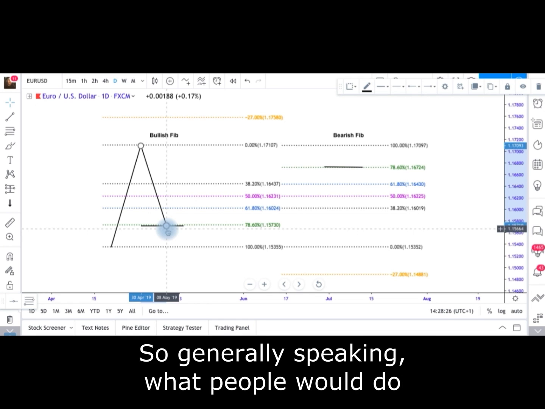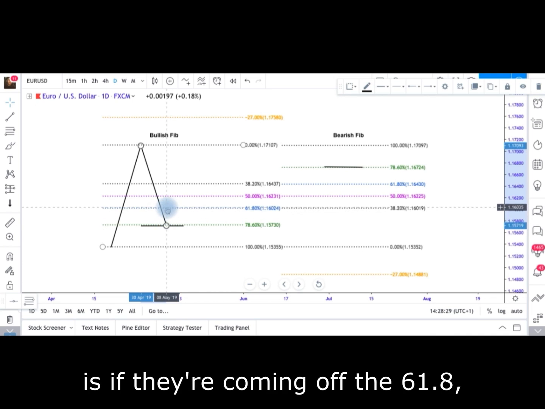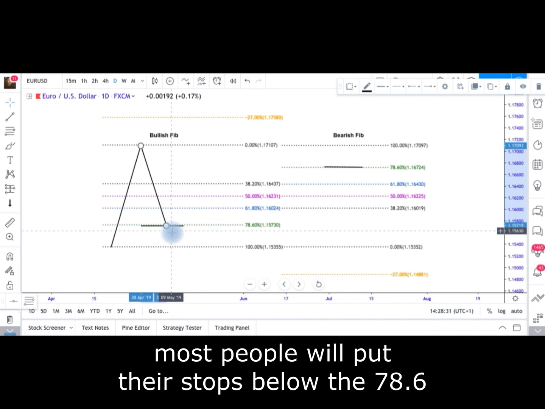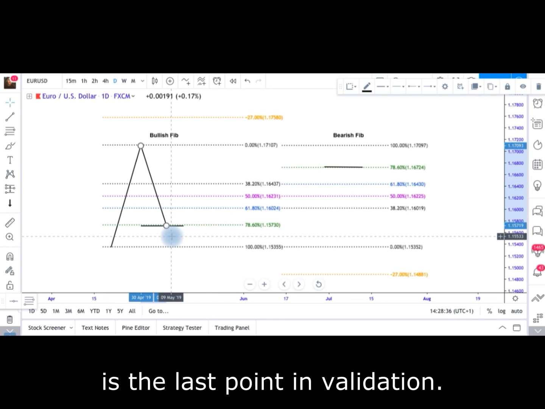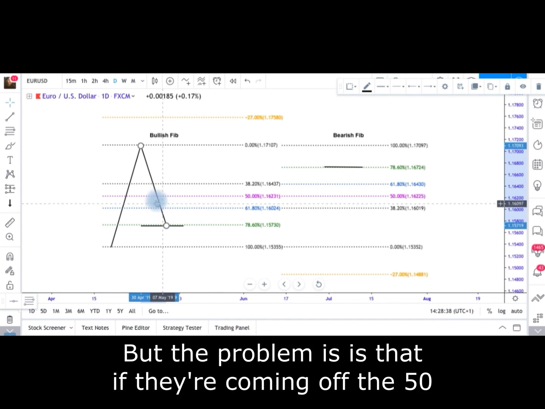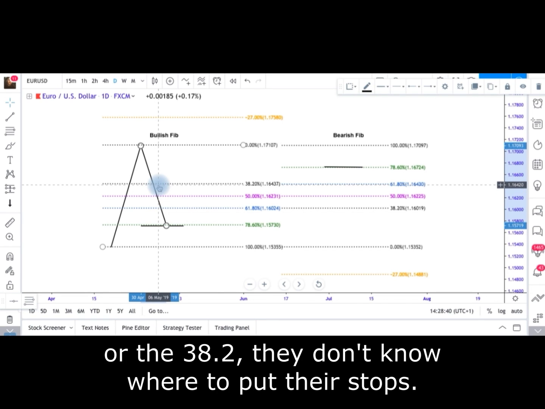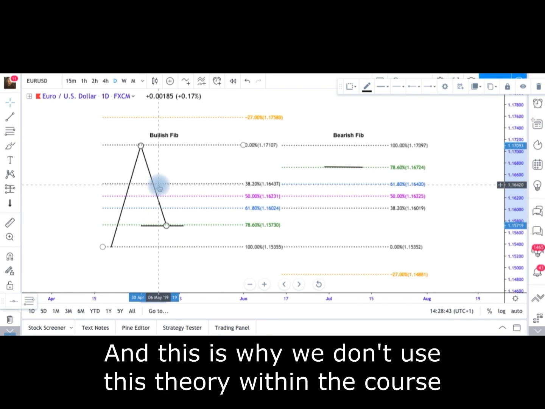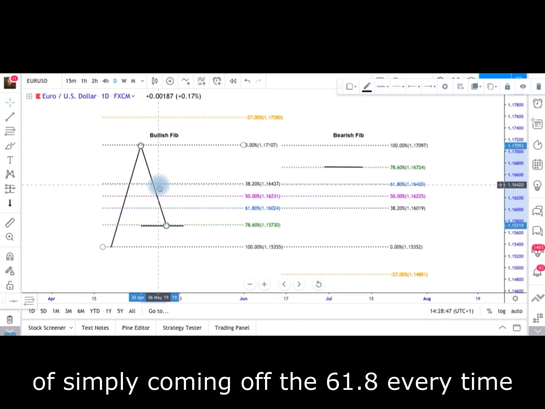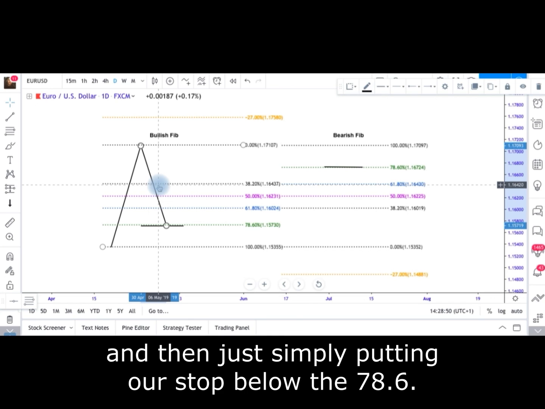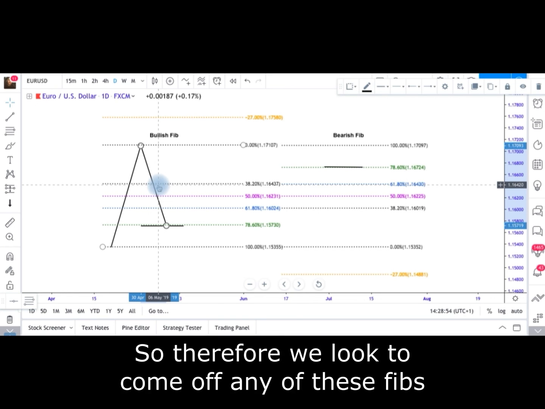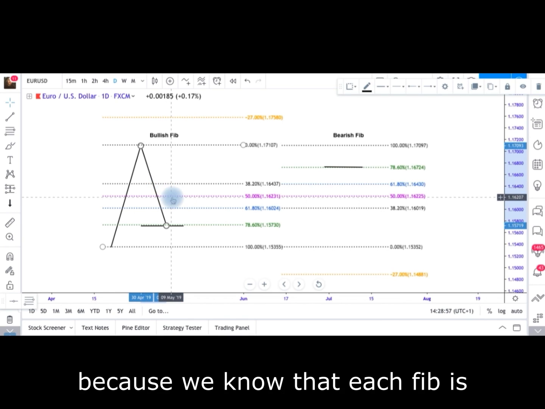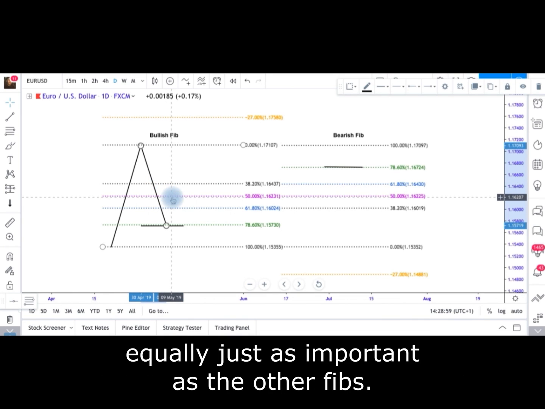So generally speaking, what people will do is if they're coming off the 61.8, most people will put their stops below the 78.6 because they know that the 78.6 is the last point of invalidation. But the problem is that if they're coming off the 50 or the 38.2, they don't know where to put their stops. And this is why we don't use this theory within the course of simply coming off the 618 every time and then just simply putting our stops below the 78.6. It's very generic and it doesn't work in all situations. So therefore, we look to come off any of these Fibs because we know that each Fib is equally just as important as the other Fibs.